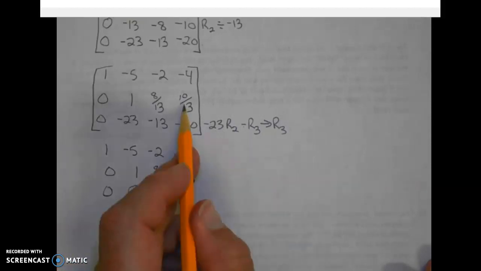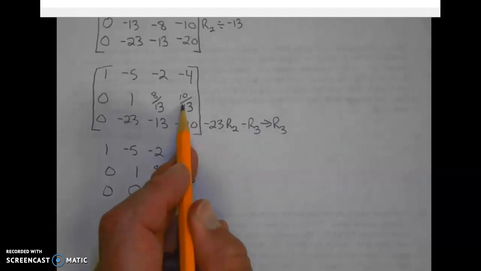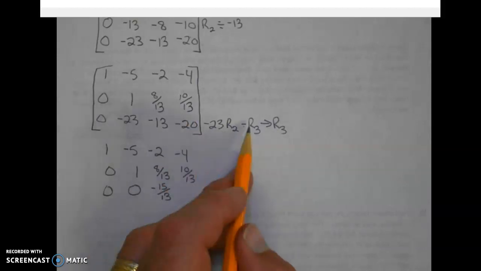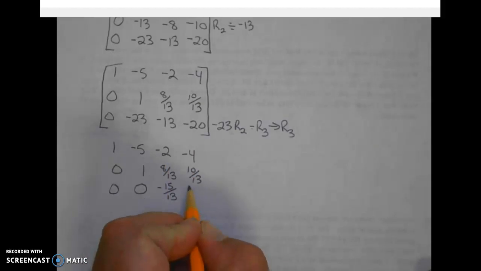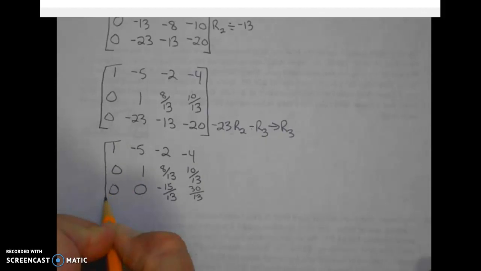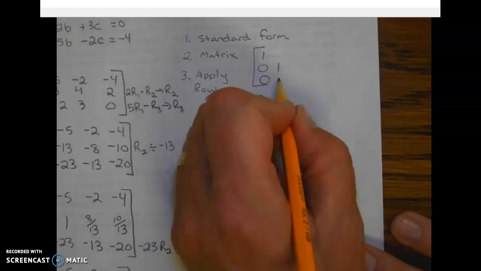Okay, doing the process here, we're going to have negative 23 times 10/13, subtract negative 20, and we're going to get 30/13. Okay, and then finally we've got our 0 here.